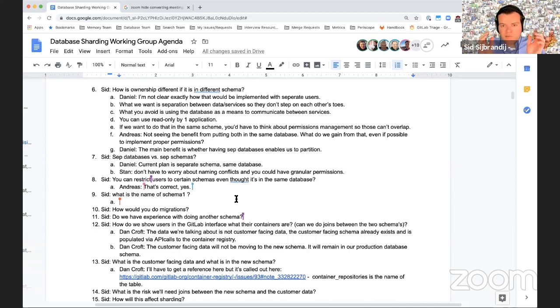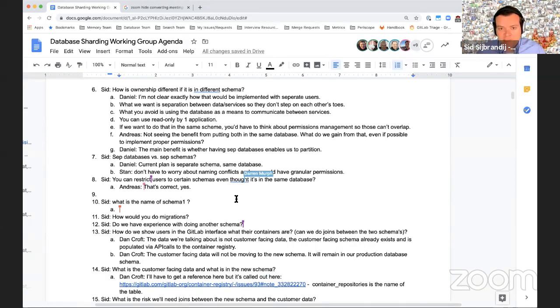Let's keep it simple for me because I have a hard time tracking. Let's only talk about what we're currently proposing. Like, what's the benefit of a separate schema? Otherwise, we'll start going around in circles. So you can restrict users to a certain schema, but you can't restrict users to a certain table.